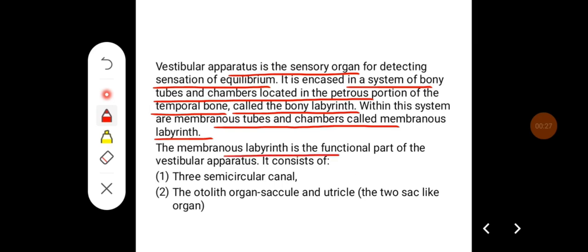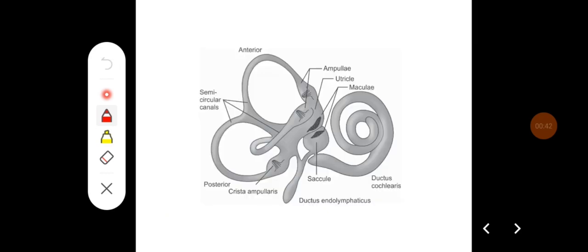The membranous labyrinth is the functional part of the vestibular apparatus, and it consists of three semicircular canals and the otolith organs, which are called the saccule and utricle. These are two sac-like structures or organs. This diagram shows the vestibular apparatus, which consists of semicircular canals represented in three planes, 90 degrees to each other, and you have the utricle and saccule.